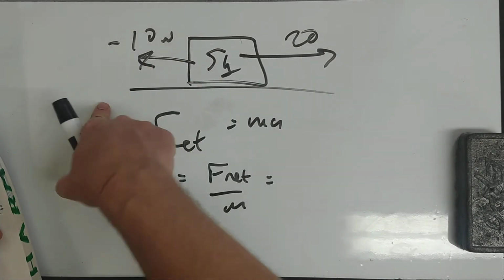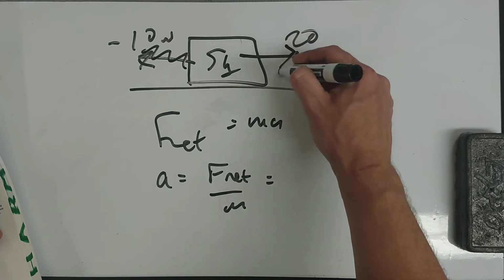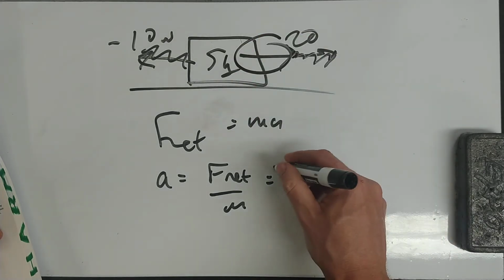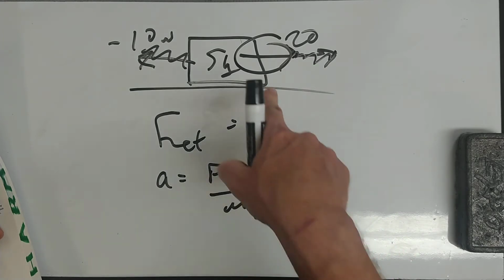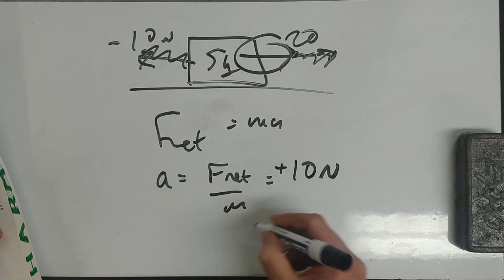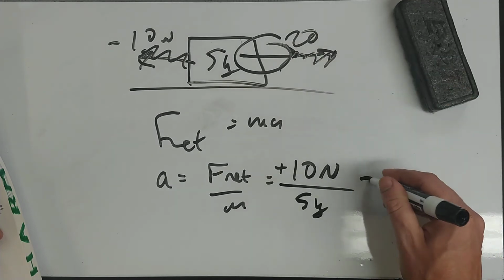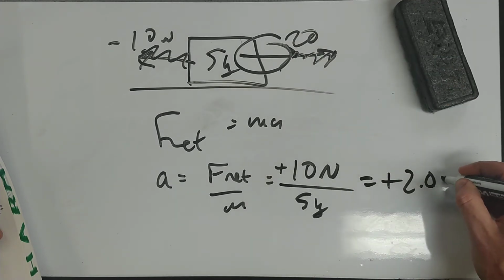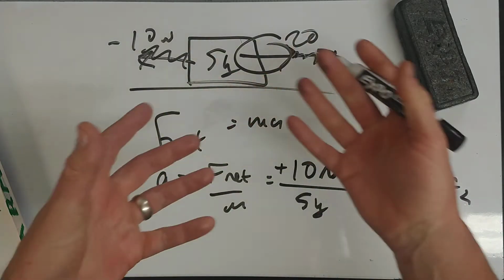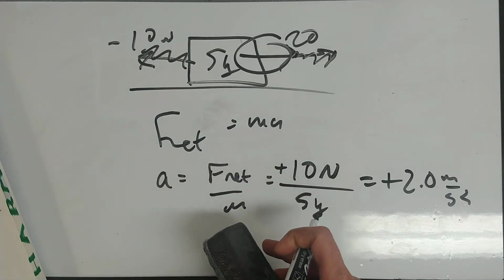20 to the right, 10 to the left, so that 10 is canceling out 10 of the 20, which leaves me with 10 newtons of net force to the right, positive 10 newtons. The sign on the net force, whatever direction it ends up being, is the same as the sign of the acceleration, the direction of the acceleration. Over the mass, 5 kilograms, 10 over 5 newtons per kilogram is positive 2.0 meters per second squared. 1 newton per kilogram is a meter per second squared. So that's just a basic example of a basic dynamics force question.